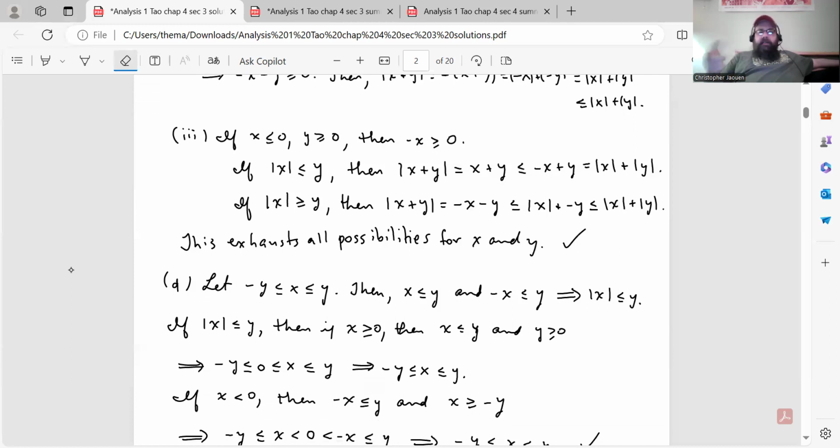That's because x is less than or equal to negative x, right? And we had properties of the order on rationals. All right, and then the last case, if absolute value x is greater than or equal to y, then absolute value x plus y is equal to negative x minus y, which is less than or equal to absolute value x plus the negation of y, less than or equal to absolute value x plus absolute value y. And that's the proof for the triangle inequality for all rational numbers, because we've exhausted all the possible cases. Okay.